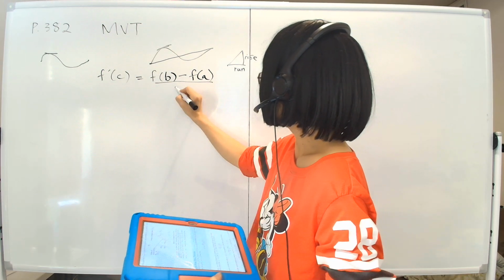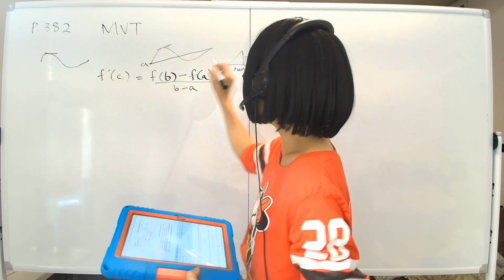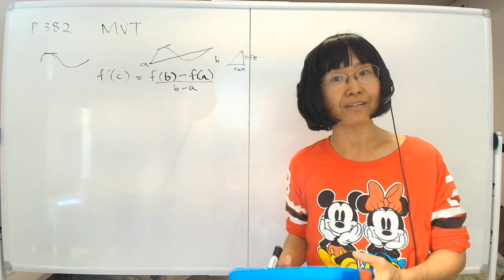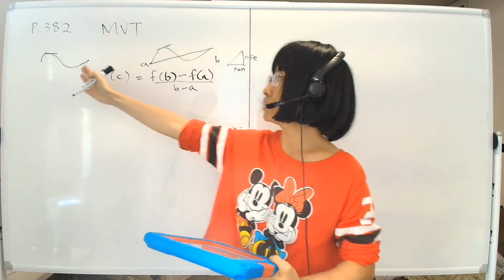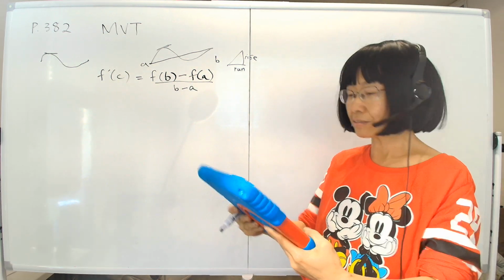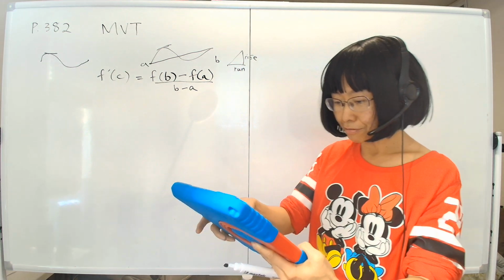That's rise and that's run, b minus a, where this is a and that's b. That is the mean value theorem. Now the proof of the mean value theorem, being very similar to the Rolle's theorem that we did earlier, except it's tilted, is also based on Rolle's theorem. Now how would you prove that?